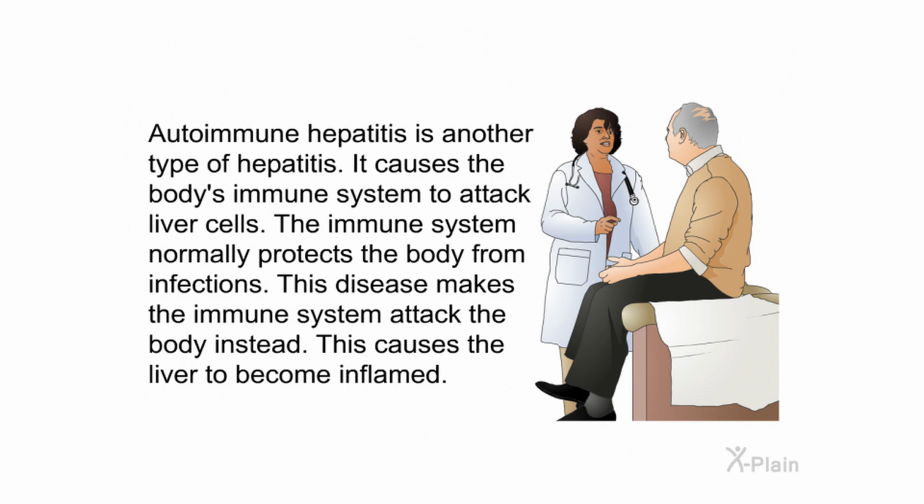Autoimmune hepatitis is another type of hepatitis. It causes the body's immune system to attack liver cells. The immune system normally protects the body from infections. This disease makes the immune system attack the body instead. This causes the liver to become inflamed.